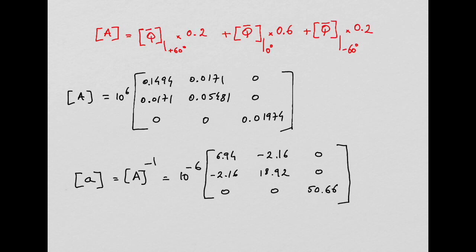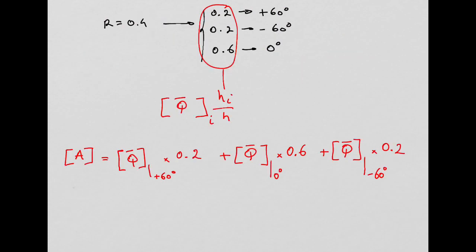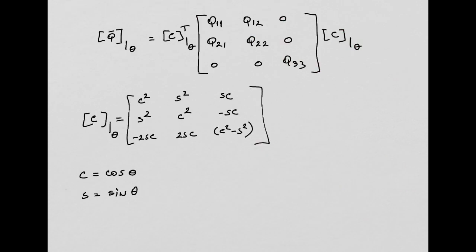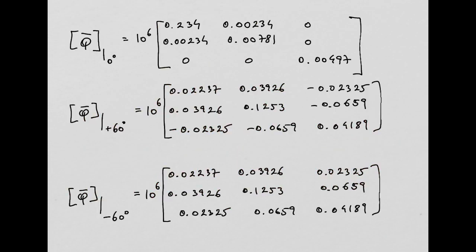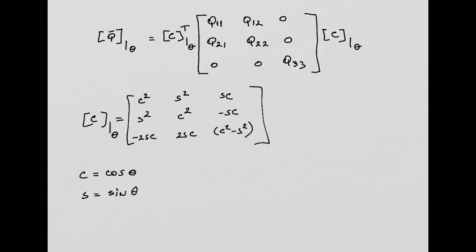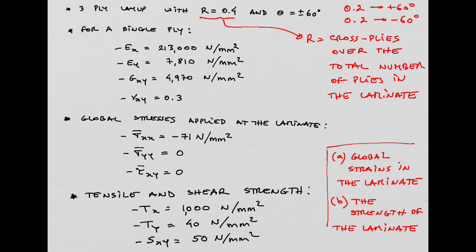What we are going to do now is answer the first question, part A, which was to calculate the global strains in the laminate. Okay, so I was given the stress field, which was minus 71 megapascal, 0, 0. Remember, this was given in the question. Where is it? It's here.